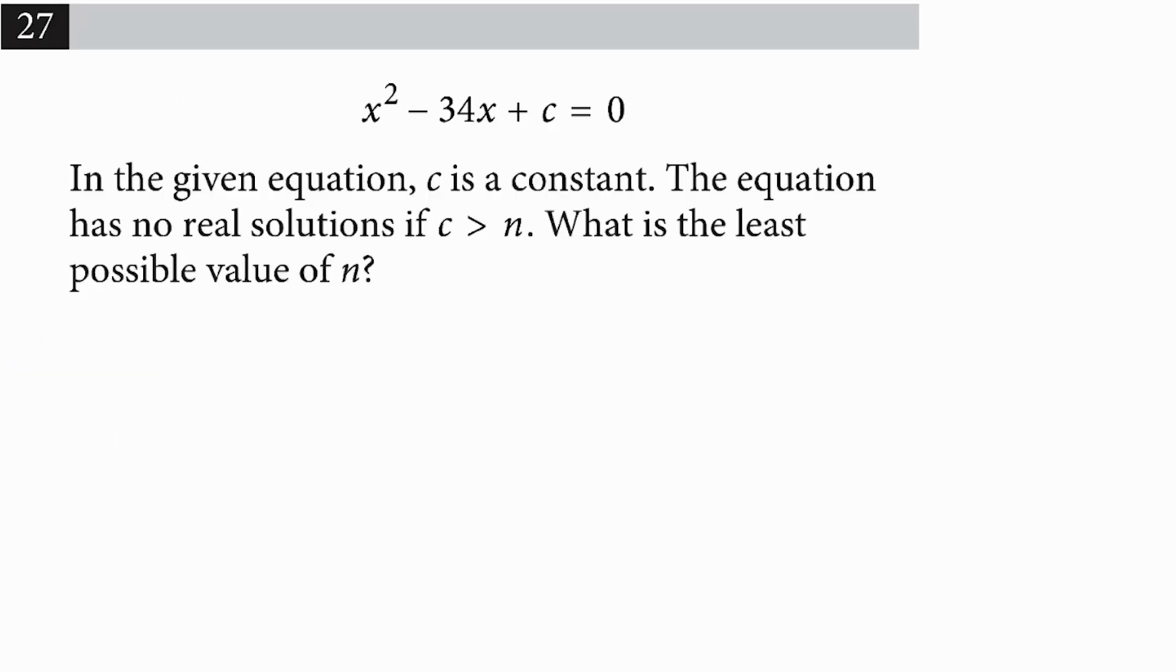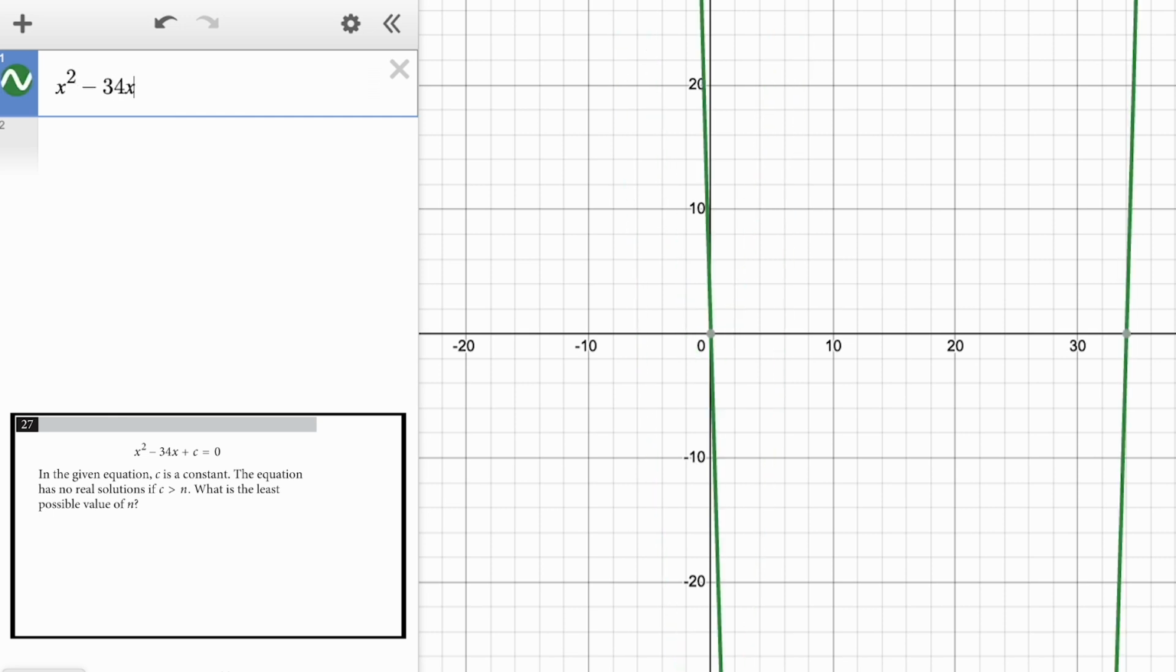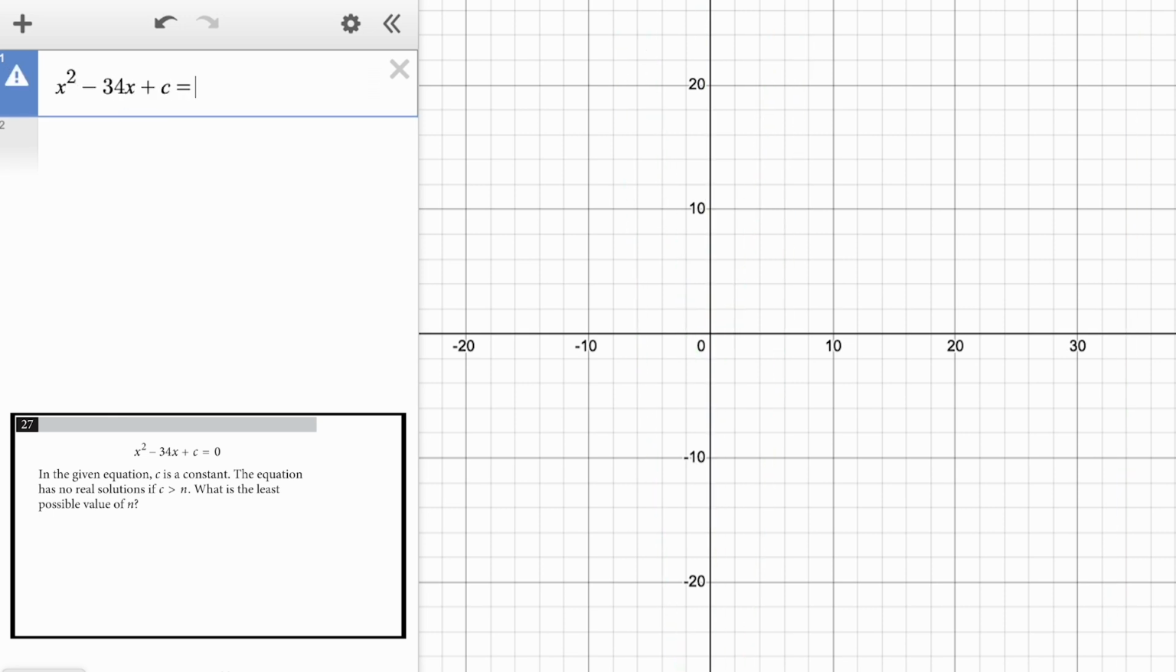In the given equation, c is a constant. The equation has no real solutions if c is greater than n. What is the least possible value of n? Let's go ahead and try Desmos here. I want to fumble through this in real time just to give you a sense of how tricky it is. Let's enter our equation in: x squared minus 34x plus c is equal to 0.